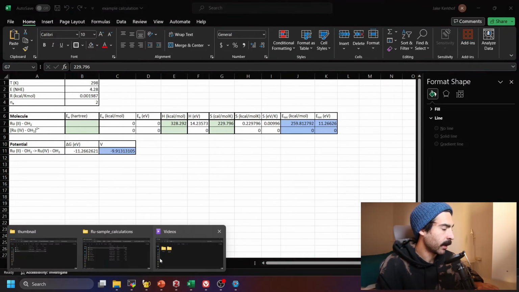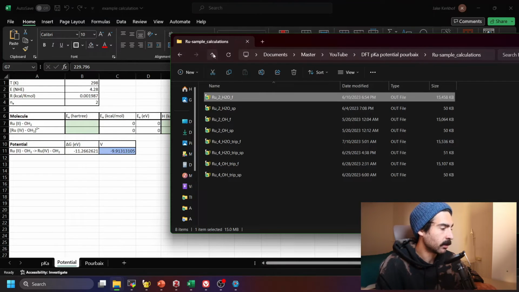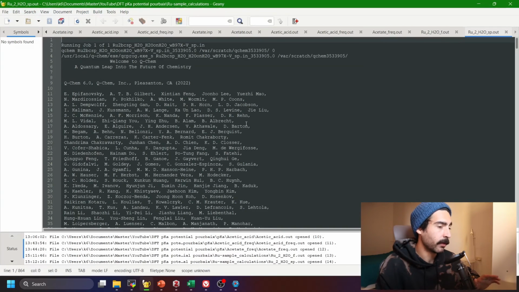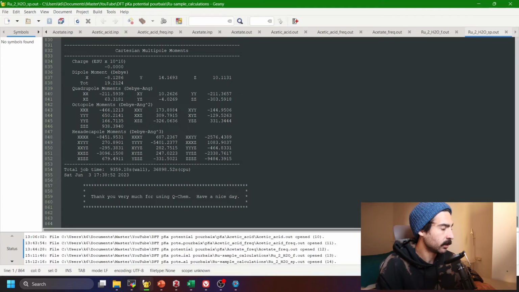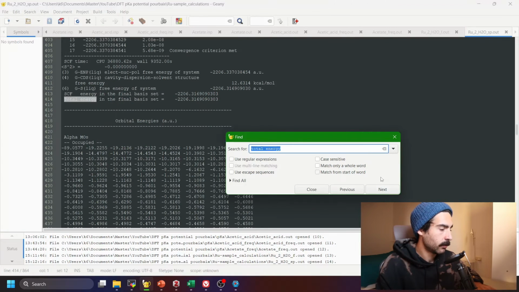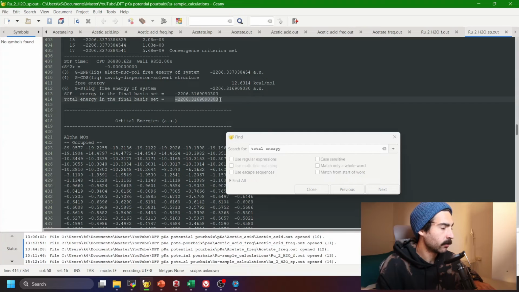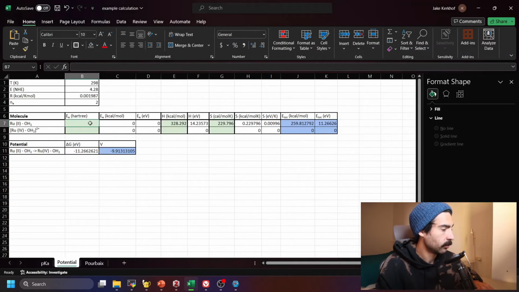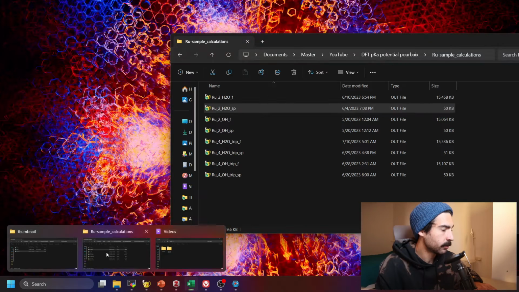And I also have a single point energy calculation to have a more accurate electronic energy. So if we search for total energy, we get a value of negative 2,206 Hartrees. So that gets converted to electron volts. And we get a total electron volt energy of negative 60,025. And then we'll do the same thing for our ruthenium-4 species.